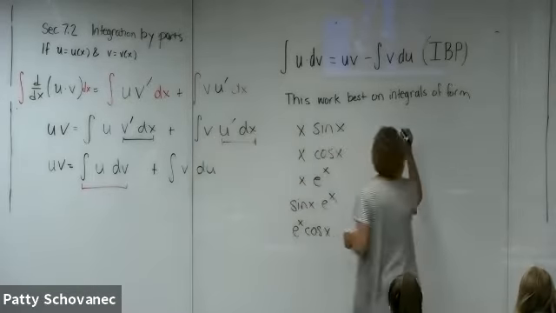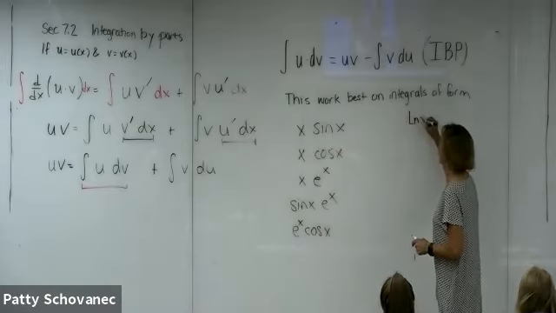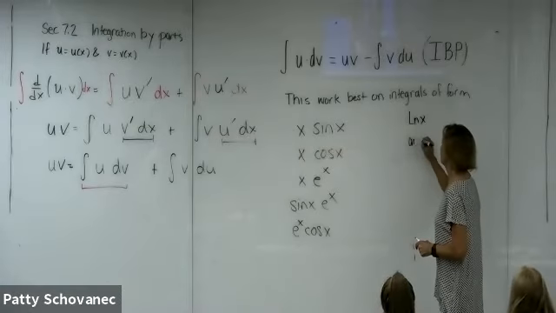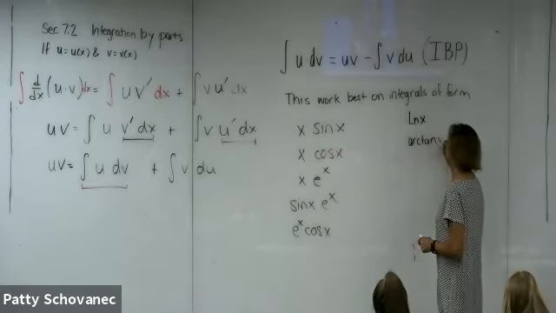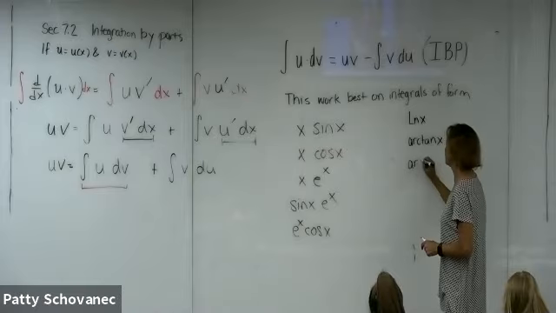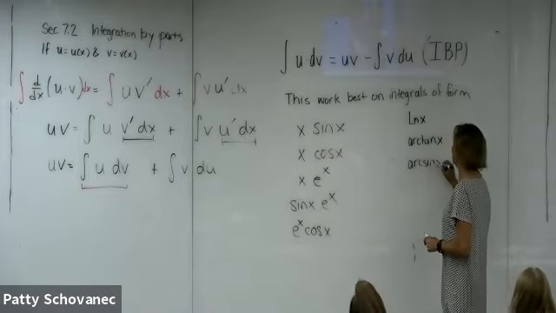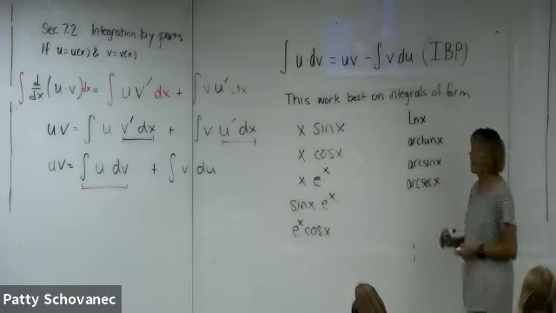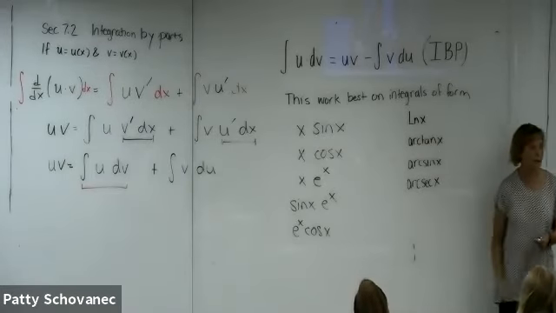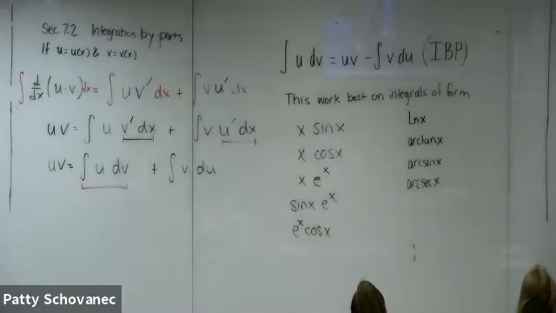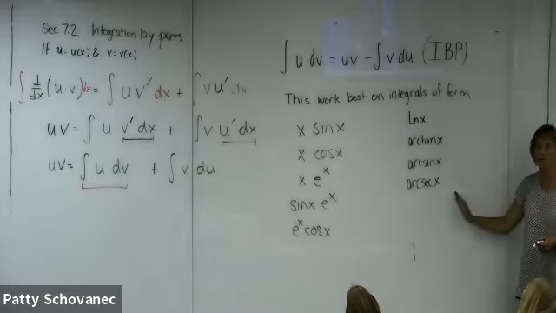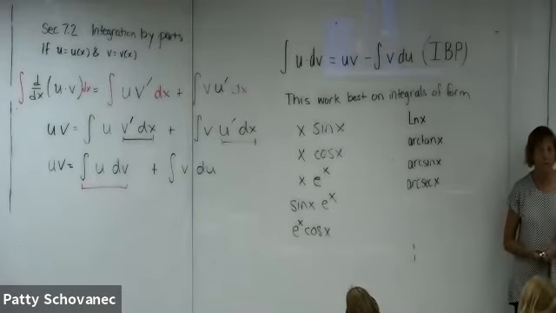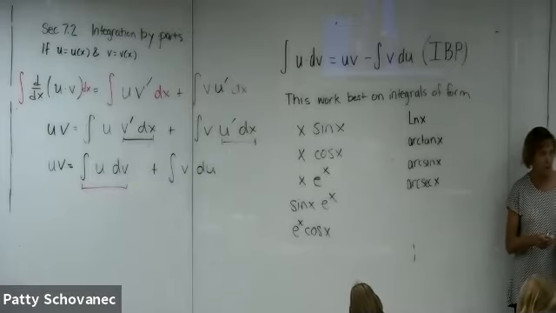And it even works well on integrating the natural log of x, the arctangent of x, arcsine of x, arcsecant of x, if they're by themselves or if they're multiplied by another x. Typically a polynomial times a function whose antiderivative we know, or a function whose derivative we know, but we don't know its antiderivative. That's where we'll use integration by parts.